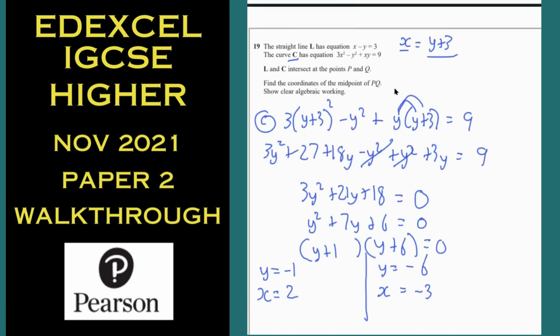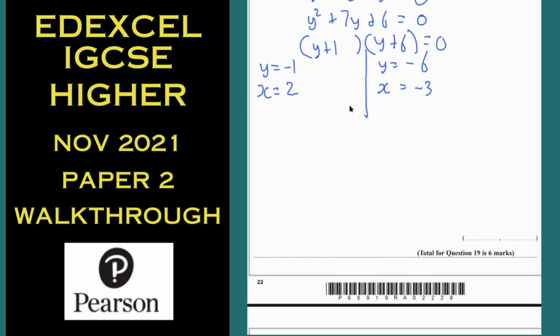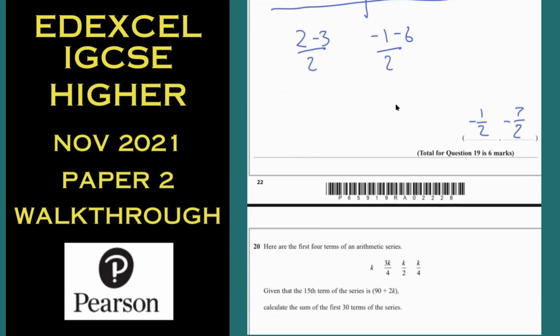Not finished though, no celebrations just yet. Yep, you've found P and Q, doesn't matter which order. We now need the midpoint. How do you find the midpoint? You add the x's together, so 2 added to -3, halved. Add the y's together, -1 added to -6, also halved, leaving us with, you get 1 mark for that, believe it or not, you've only earned 4 up to there, 1 mark for -1/2, and your 6th and final mark for -7/2.